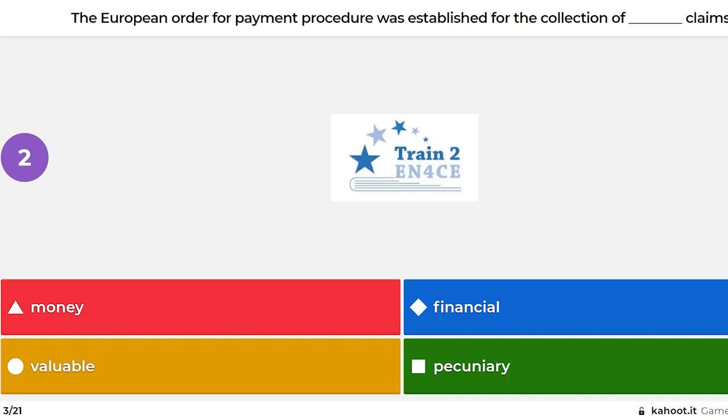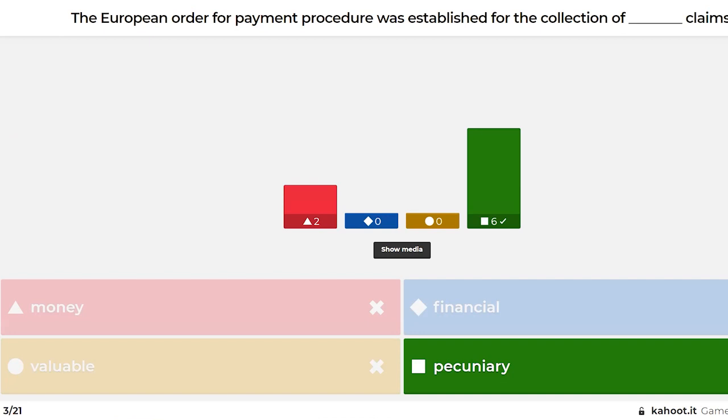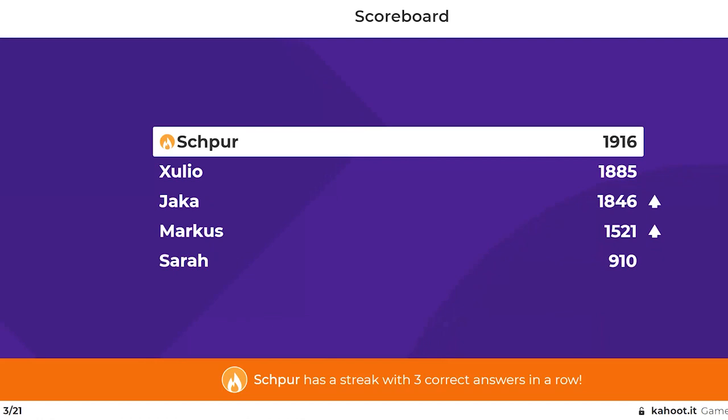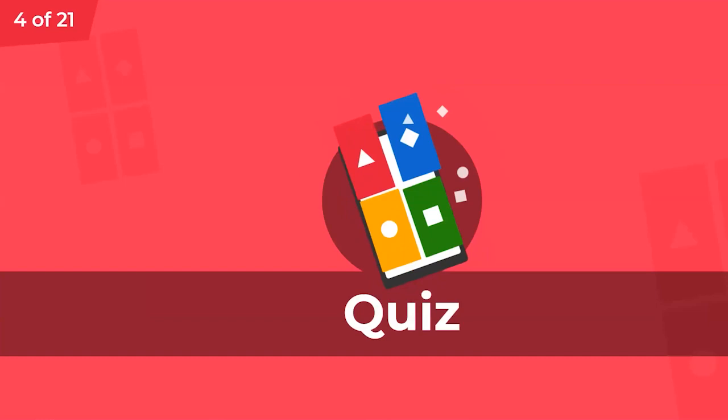Pecuniary, most of you had the correct answer. Congratulations. Let's see who is first now. Oh, wow, great. Spud is doing amazing. Julio, Jaka, Marcus, and Sarah, congratulations. And some of you are doing really great.